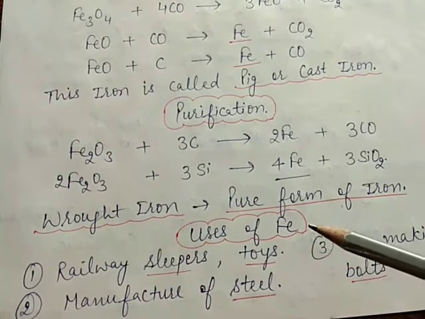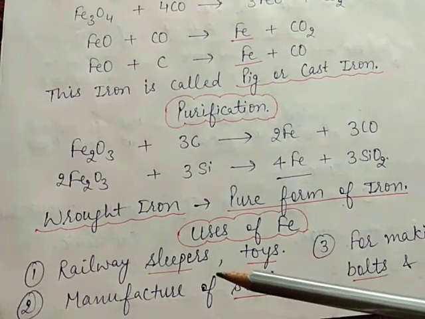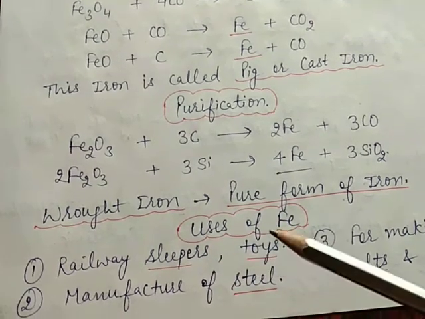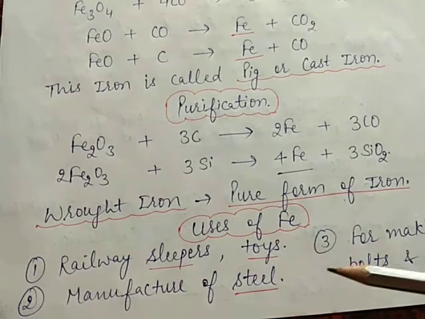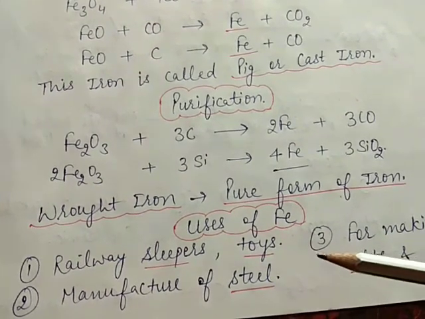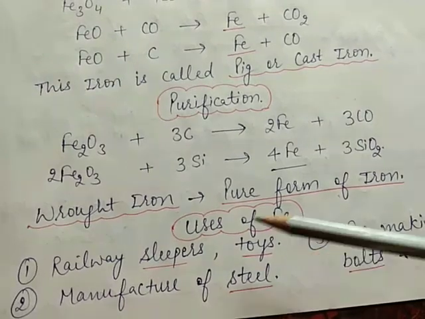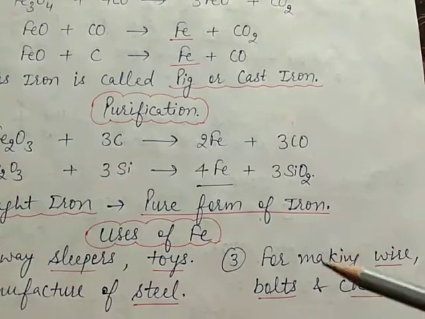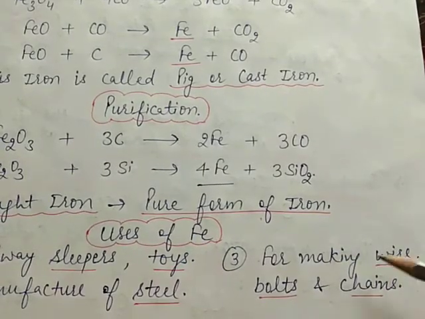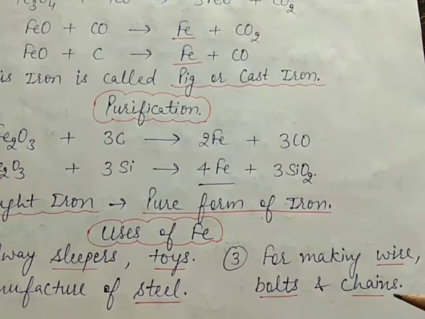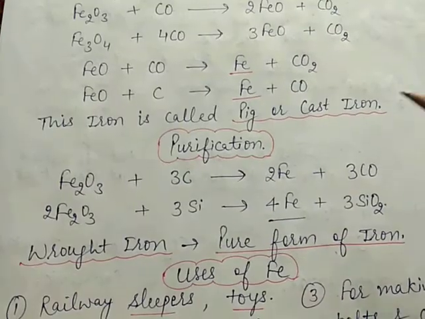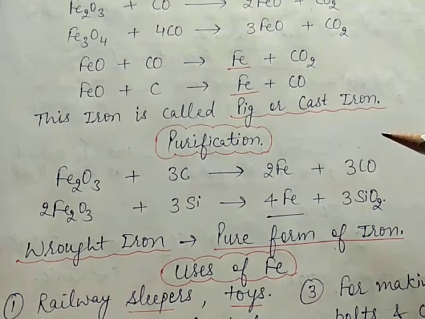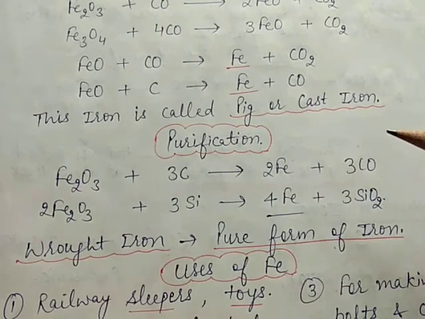Now what are the uses of iron? First point is the railway sleepers. Second, for making toys. Third, manufacture of steel. Fourth, for making wires, bolts and chains. So this is the process of extraction of iron. This process is very important for your exams.